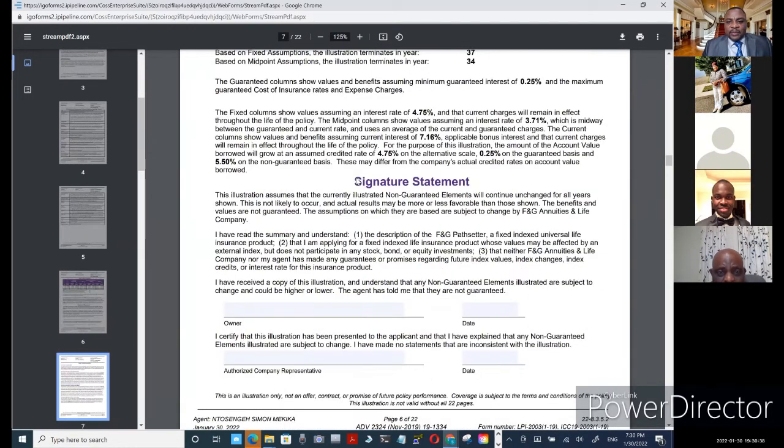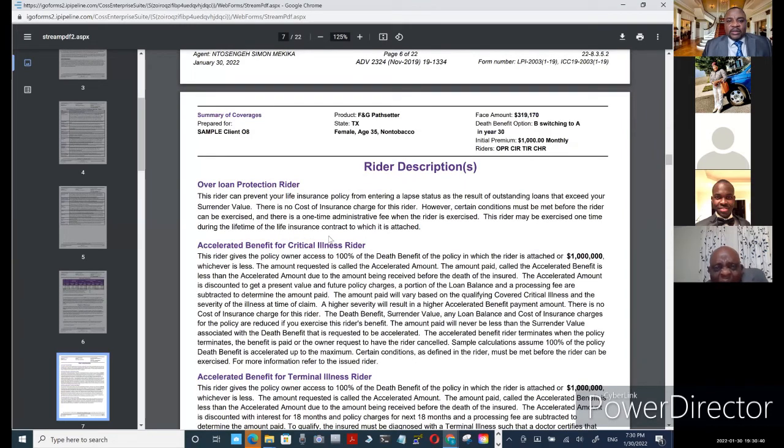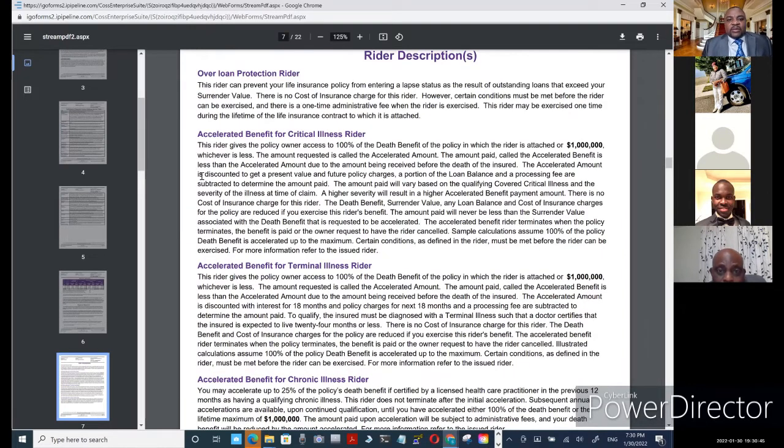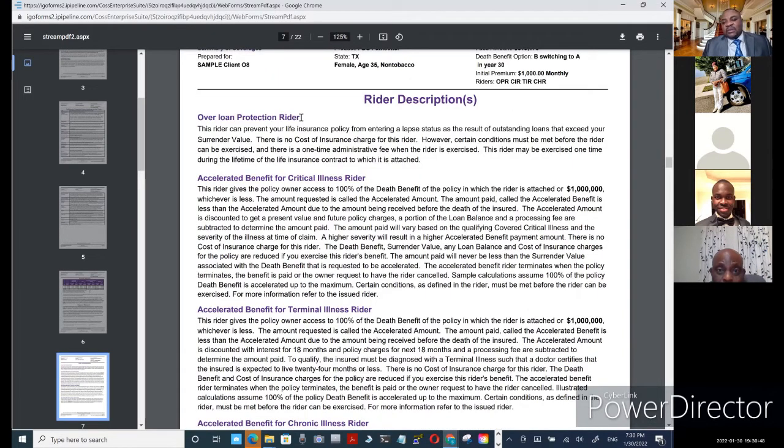Those riders. It's important to always display these riders so that your client can see them. So this policy is not only going to be a life insurance policy, but it's also going to build cash that you can take down the road. And with overloan protection, it gives you access to money over what you have put in, so that you can take money that exceeds your surrender value without causing the policy to lapse. It's actually spelled out there. So if you read this with them, they're going to see it.